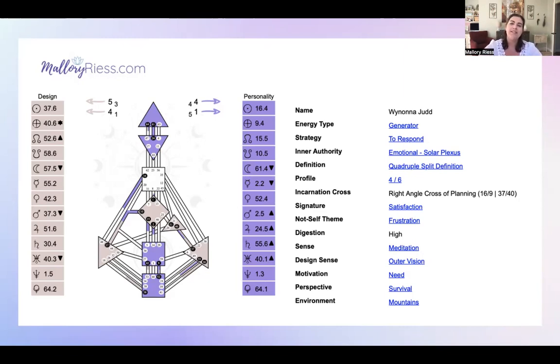I'm going to do a more in-depth training and education around energy types and strategy and authority and a lot of these things on the side here. So stay tuned for that. But we can go really deep. Human Design has so many different layers. I think that's a good place to end this.